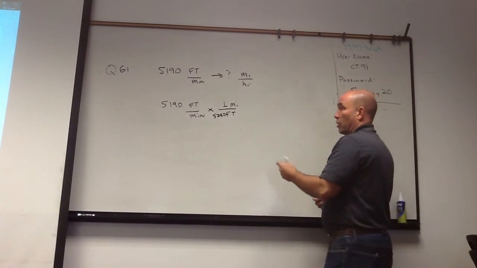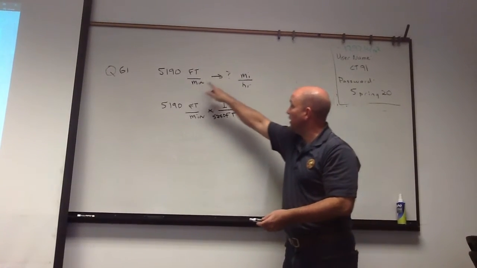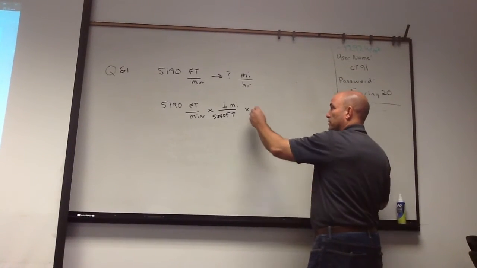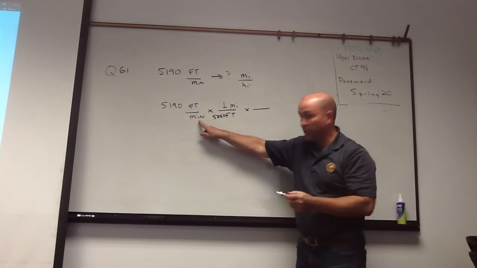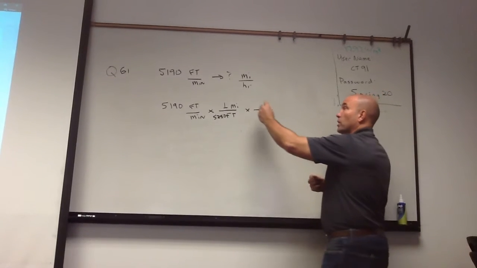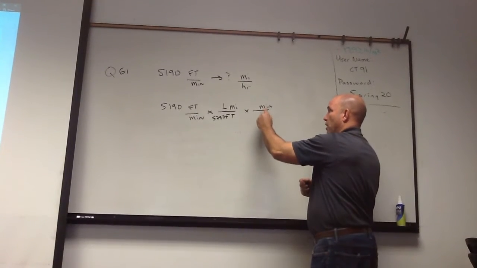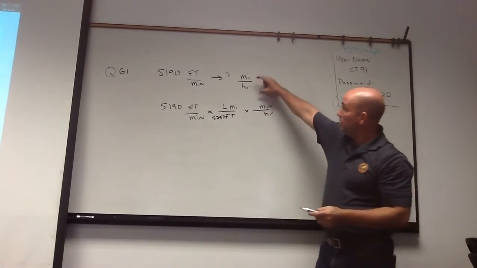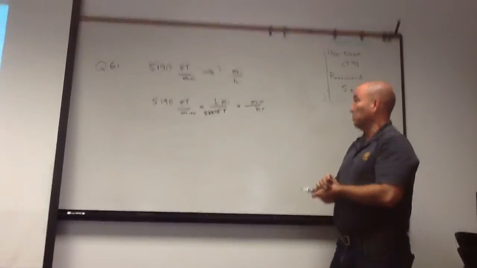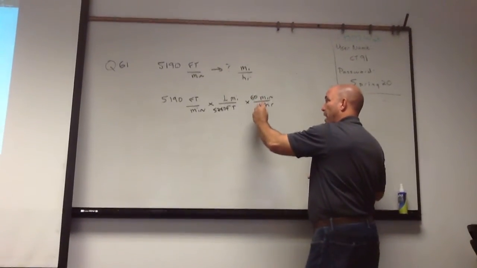Cool. Are we done? No, because they didn't just change the feet to miles, they want us to change the minute to hour. So how do we do that? Well, the minute is here on the bottom, so we're going to want the minute to be up here, and so it'll cancel. And then the hour is going to be down here. And again, we're going to end up with miles per hour, right? And then the next thing you ask yourself is, what's the conversion between minutes and hours? Well, there's 60 minutes in 1 hour.